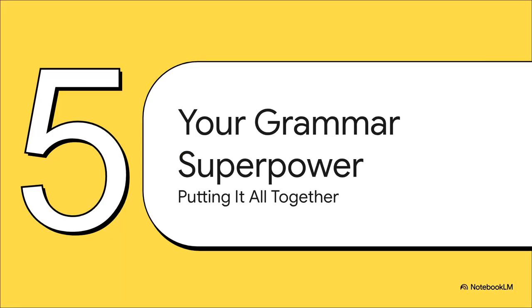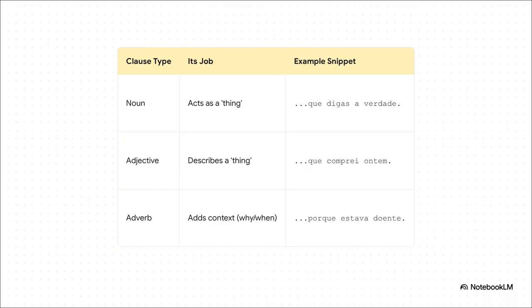Okay, we've looked at the three main types. Now let's pull back and put it all together. This is where you'll really see how it all connects and gives you, well, a kind of grammar superpower. Think of this slide as your quick reference guide, your cheat sheet. It's pretty straightforward, right? Noun clauses act as a thing. Adjective clauses describe a thing, and adverb clauses add context to an action, like why or when. Three distinct jobs, three incredibly powerful tools for your toolbox.